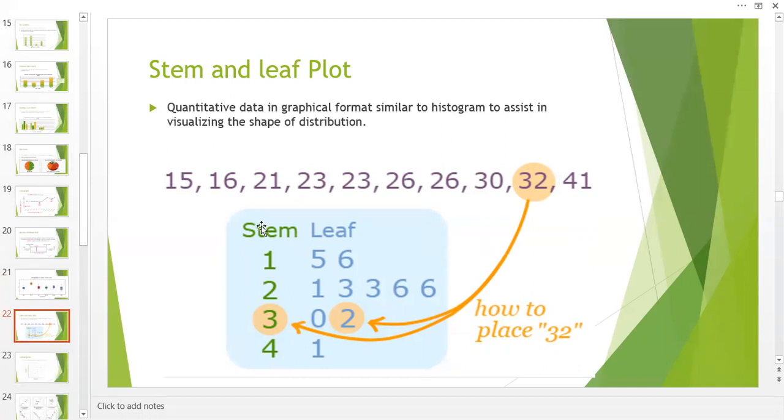For example, this is a data set showing 15, 16, 21, 23, and onwards. Now in stem, we take the first number, for example 1, and then we put the categories 5, 6. So this is 15, this is 16, so we distribute it into stem and leaf pattern. It helps us to identify the shape of the distribution. So we can see it here.